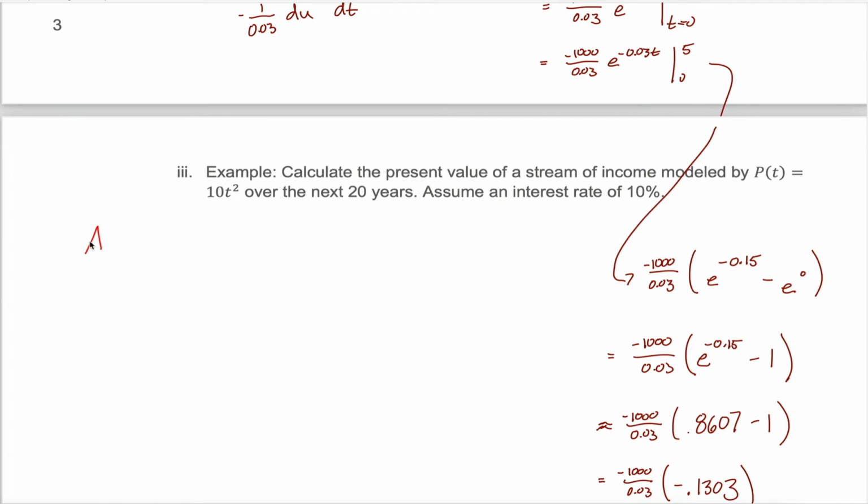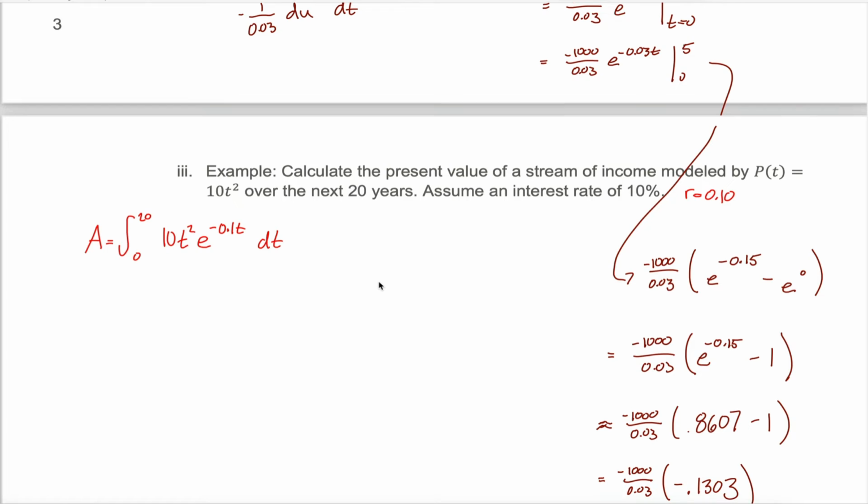So in this case, a would be equal to the integral of, this income is coming over the next 20 years, so it'll be from 0 to 20. P of t is 10t squared, so that goes right here in my formula, but that's not the end. I have to multiply that by e to the negative rt power. R is equal to 10%, in other words, 0.10, and t is just the variable t, so I can write e to the negative 0.10t dt. Evaluate this integral, and you'll know the present value of this stream of income.